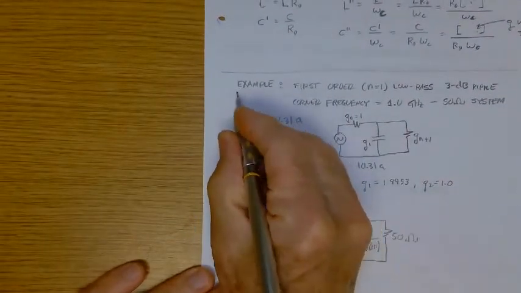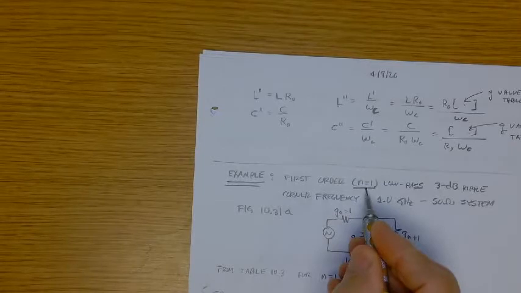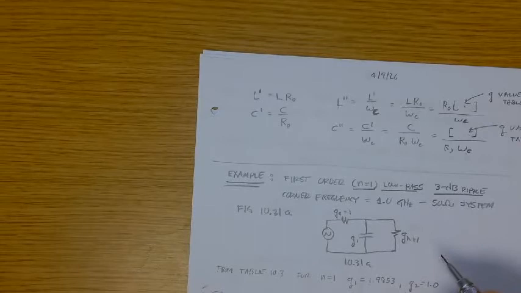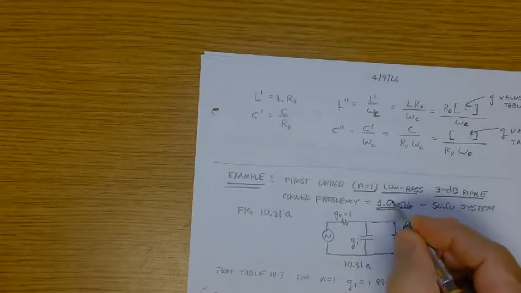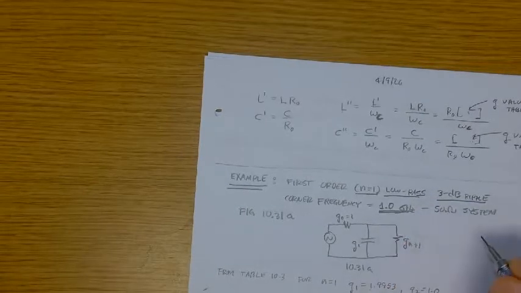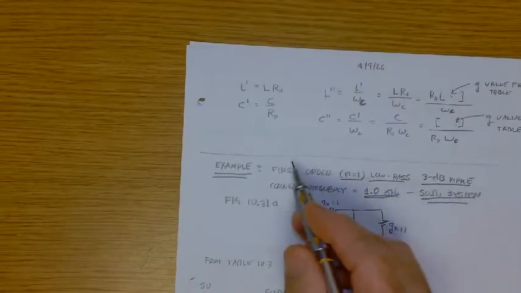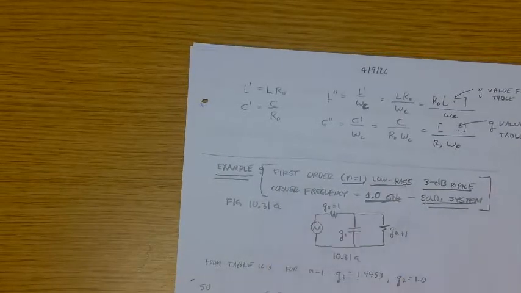Okay, so let's work the simplest possible example, right? First order, N equal 1. The order is the number of elements. We're going to design a low pass, and we want 3 dB ripple. Our corner frequency is going to be 1 gig, so we're thinking microwave frequencies. And we're going to be operating with a 50 ohm system. Okay, so now everything is specified. The filter characteristics have been specified with this statement.